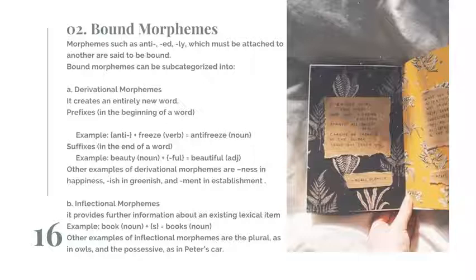Inflectional morphemes. It doesn't create an entirely new word. It provides further information about an existing lexical item. Example, book, noun, plus -s is books, noun. Other examples of inflectional morphemes are the plural, as in owls, and the possessive, as in Peter's car.